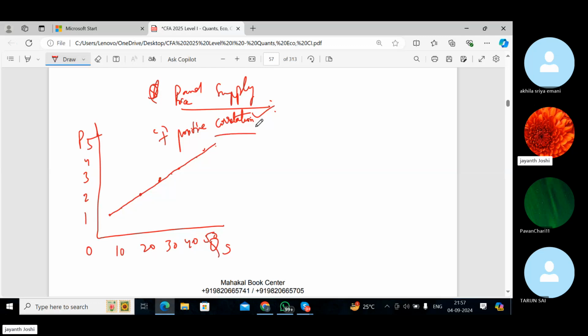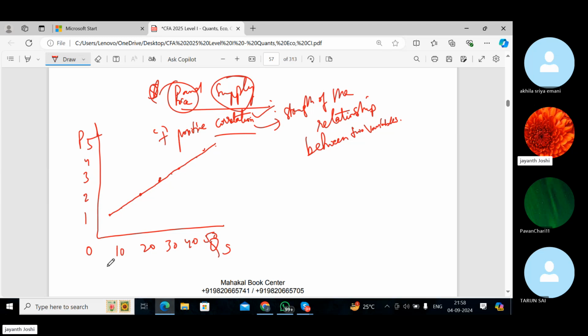Basically, correlation shows the strength of the relationship between two variables. Here the variables I have used are supply and price, because supply is changing at every point of time and price is also changing at every point of time. So the strength of the relationship between two variables: correlation is on a scale of -1 to +1 with 0 in between.